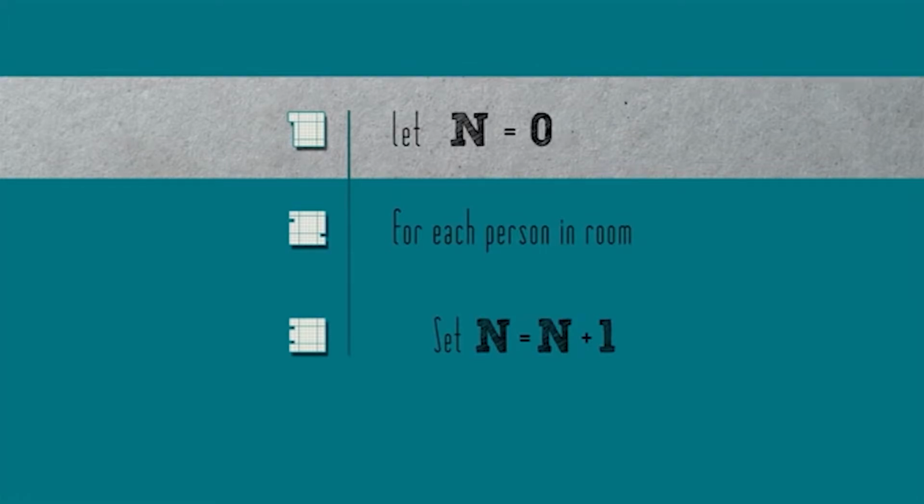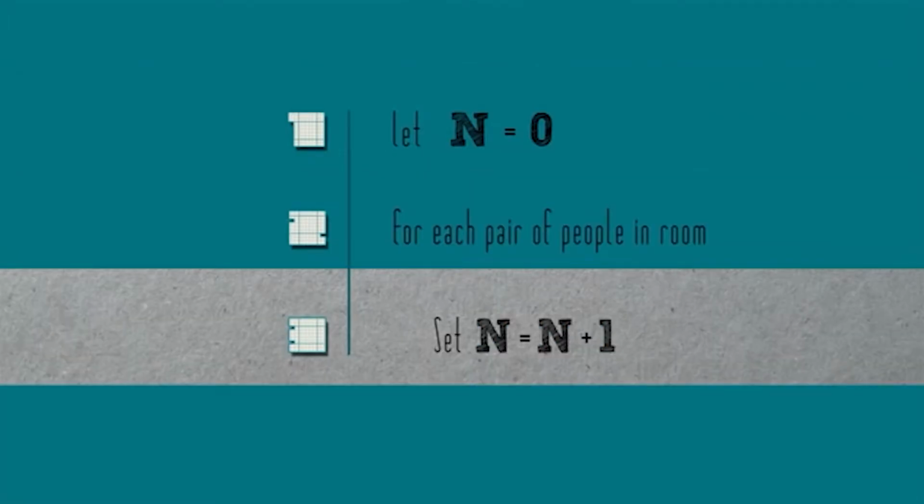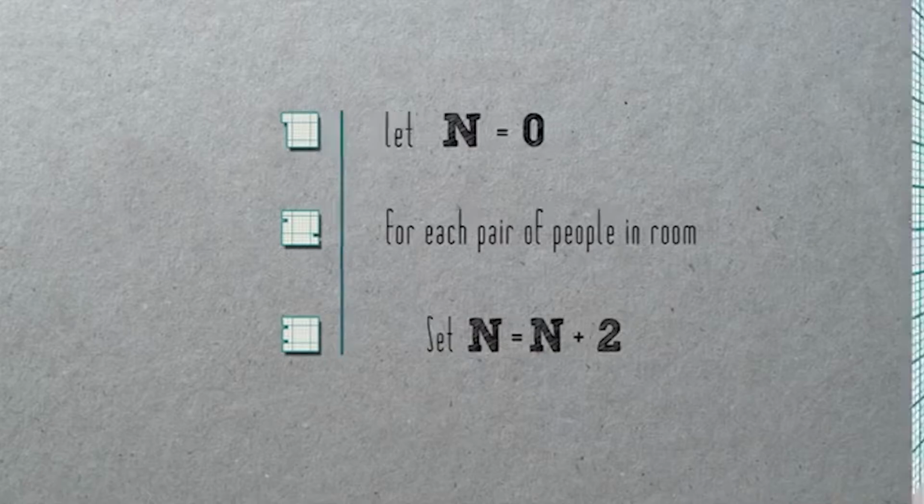Let n equal 0. For each pair of people in room, set n equal to n plus 2. Pretty simple change, right? Rather than count people one at a time, we instead count them 2 at a time. This algorithm's just twice as fast as the last. But is it correct? Let's see.